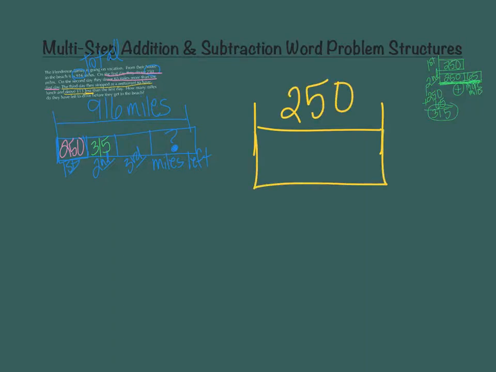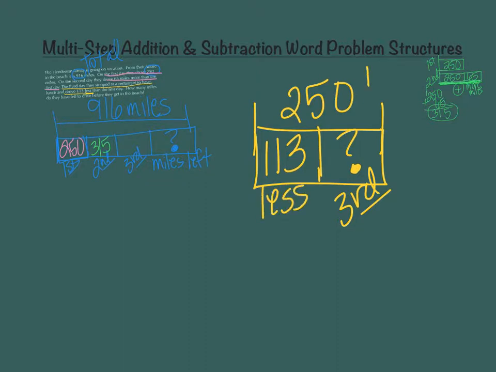Now, I have to figure out how many miles they drove on day 3. So here's my third day. The information they gave me, they said that they drove 113 miles less than they did on the first day. So 113 less than the first day. My first day is my total that I put on top.